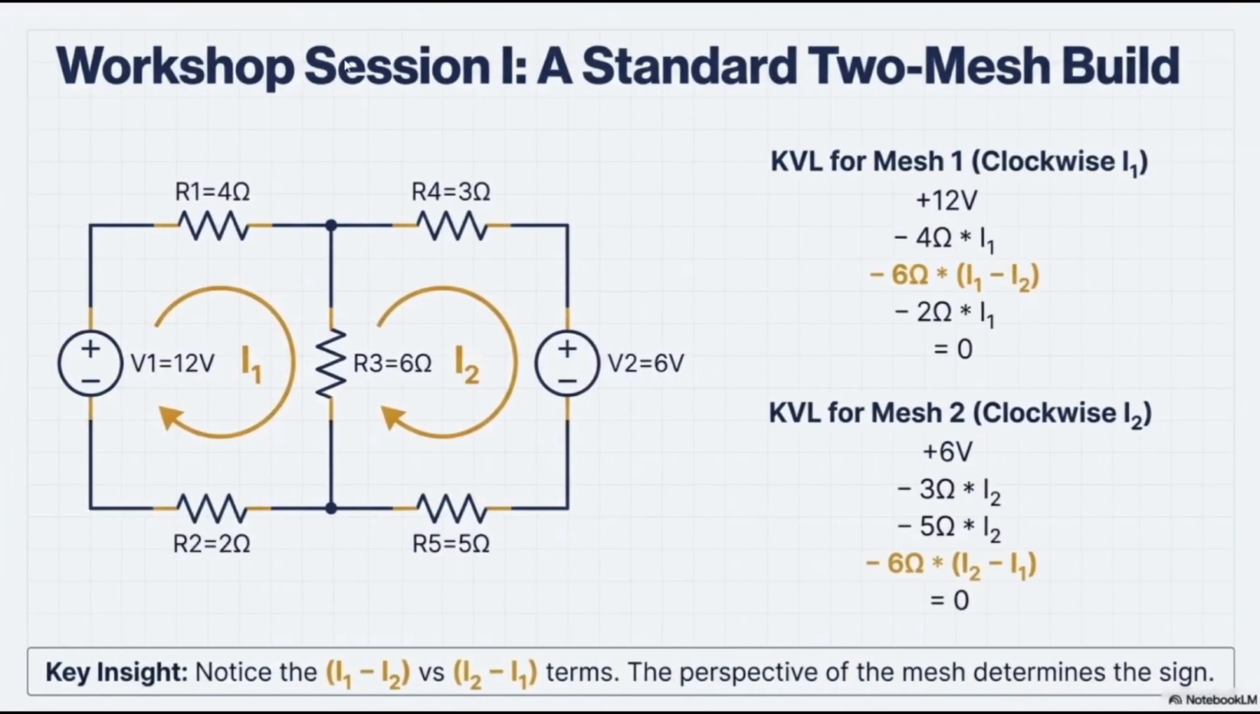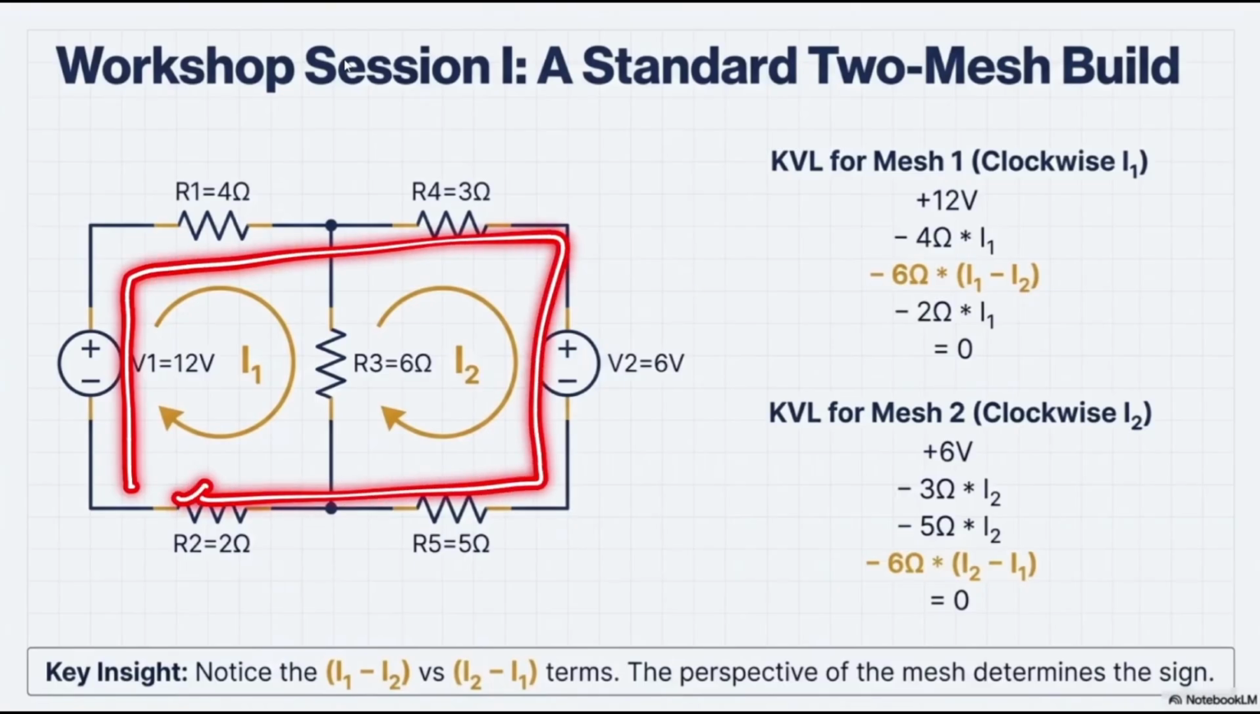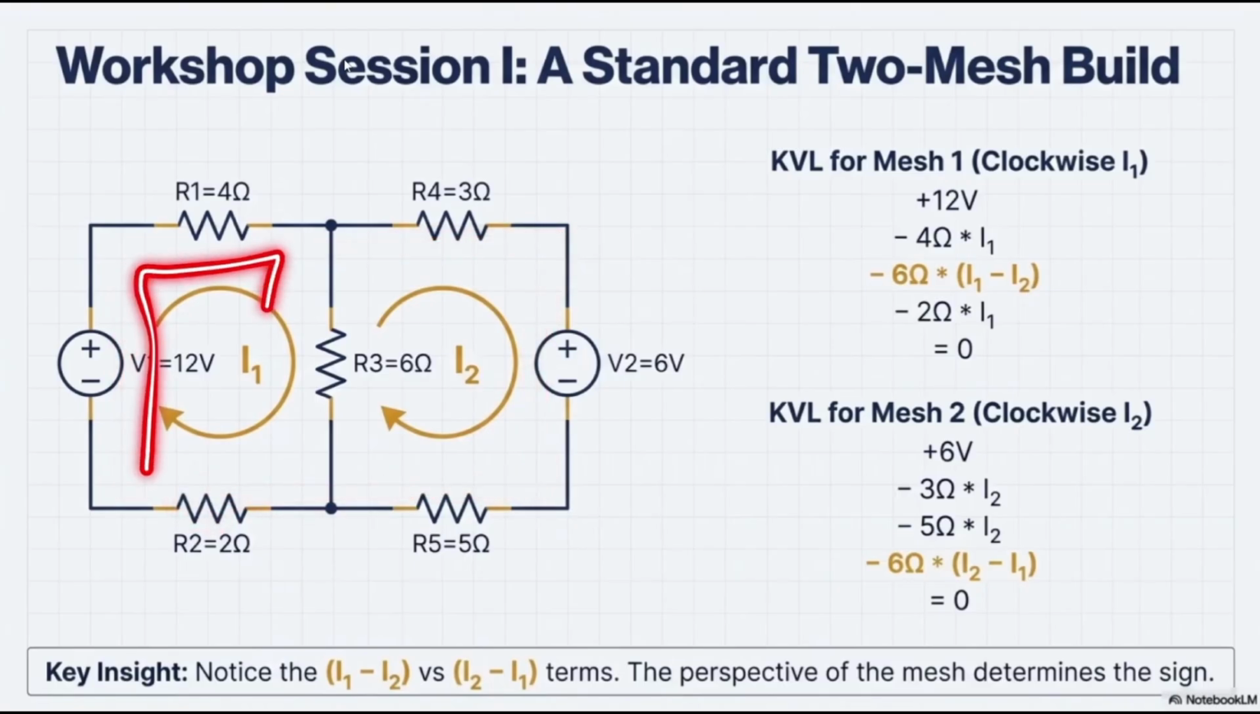So let's look at this very simple question. As you can see over here, I do have two meshes. How do I know I have two meshes? First of all, I can find the loops. The very first one is going to be this big one. This is the first loop. The next one is this one. This is a loop, and this is going to be another one.